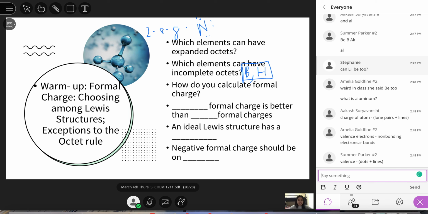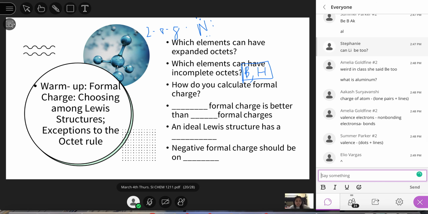Okay, alright, that's interesting. So the way I would write it, because the way you guys are writing it, I feel like we have the same answer, it's just you're writing it differently: it's valence electrons minus lone pairs, and then you subtract your bonding electrons divided by 2. This is supposed to be lone pairs, I believe. Lone pairs, and then you have your bonding electrons divided by 2.